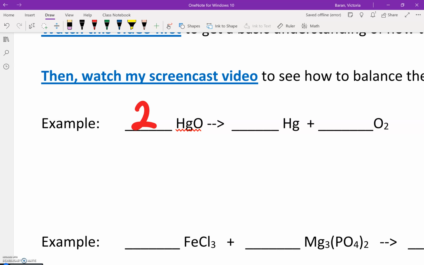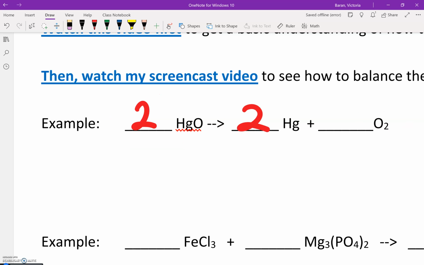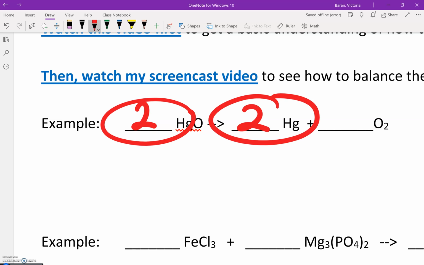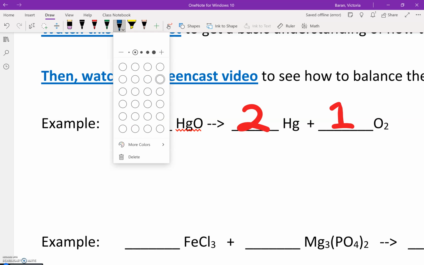So now if I go to the other side of the equation, I can put a 2 here. So now I have 2 oxygens on either side, 2 and 2. And I have 2 mercuries on either side of that equation. Again, on either side of this arrow. Now you can leave this blank if you'd like, that's acceptable, or you can put a 1 there. I accept either one. So now this is completely balanced. You have to make sure you have the same amount on either side of that equation.